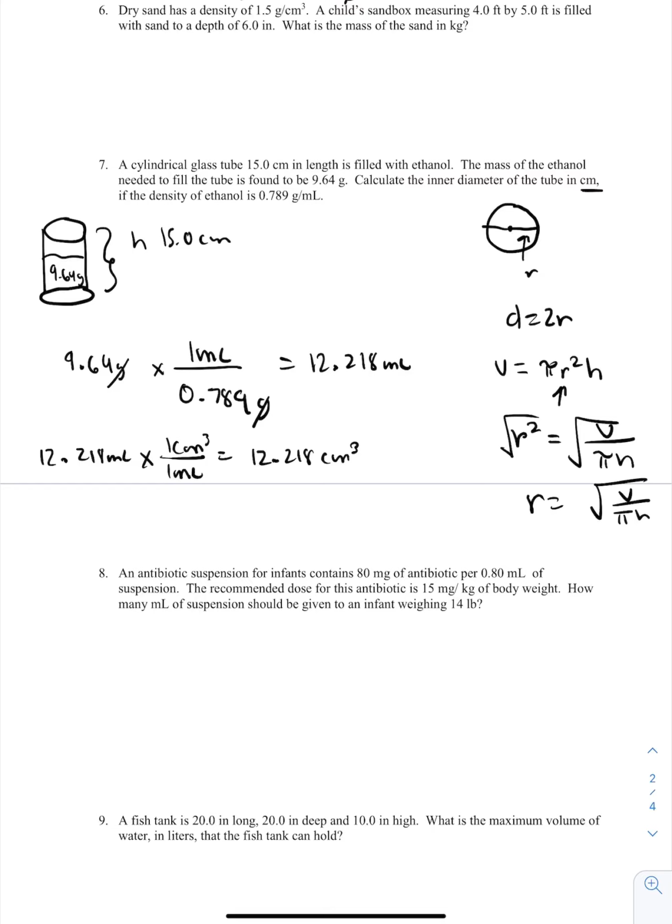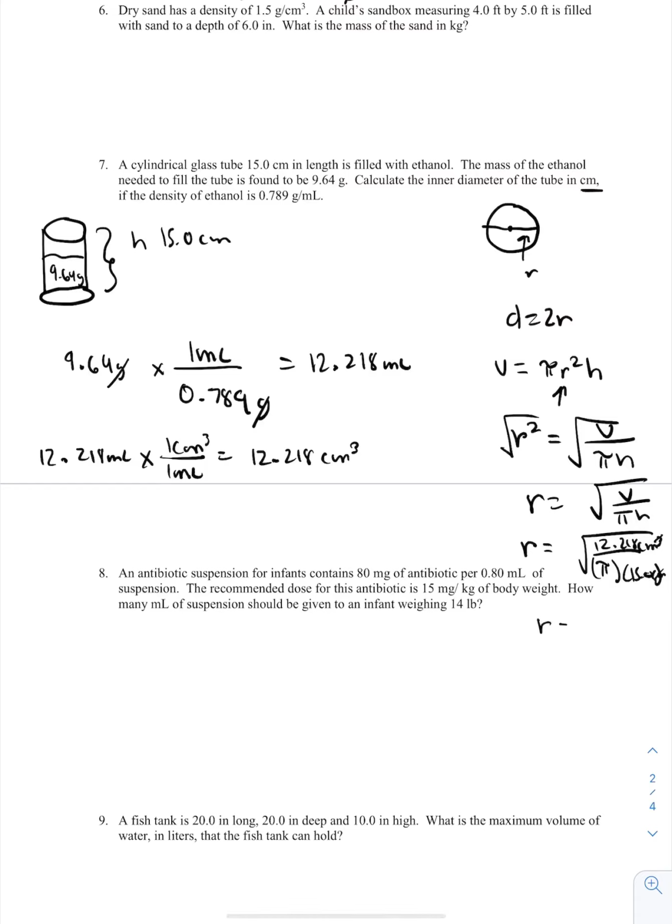So now all we have to do is plug it into our formula. So r is equal to the square root of the volume, which is 12.218 centimeters cubed, over pi, which is 3.14, times the height. Well, the height is already given in centimeters, so it's 15.0, right? So since we have centimeters on top and centimeters on the bottom, one of these centimeters is going to cancel and we'll be left with centimeters squared. But the square root is what's going to take care of the squared unit. It's going to reduce it back to a unit of 1, which is just centimeters.